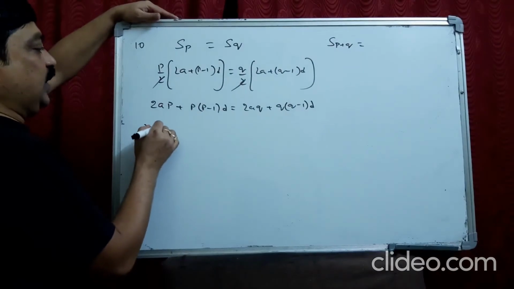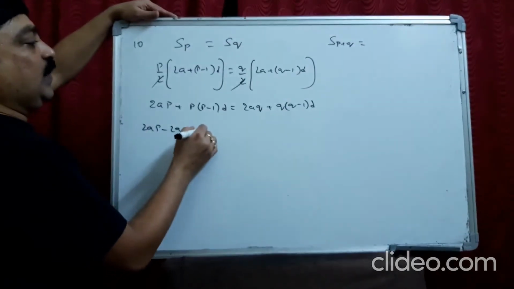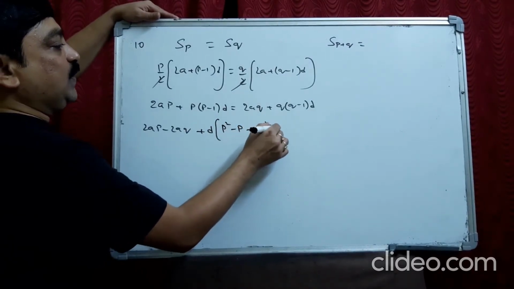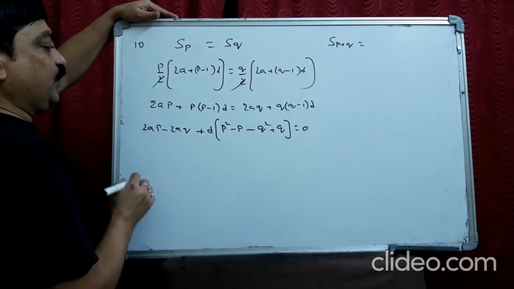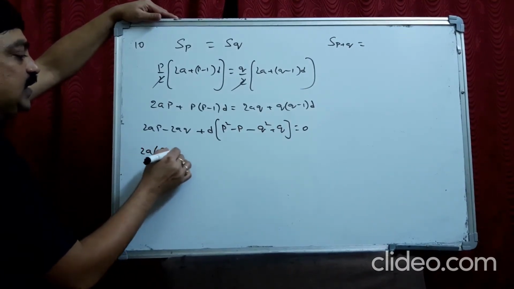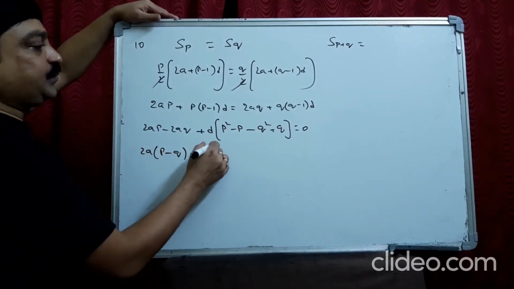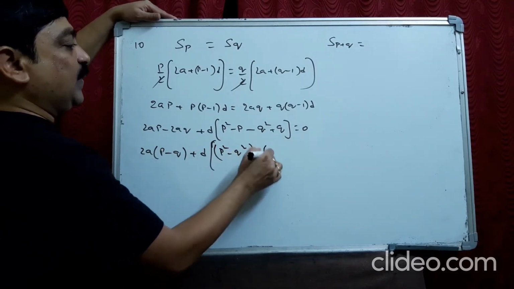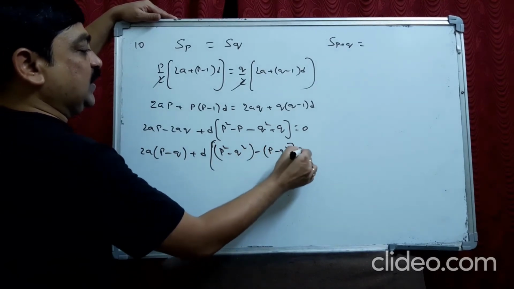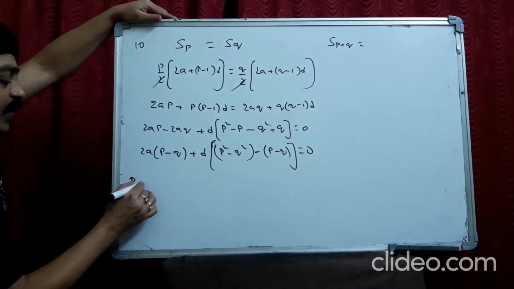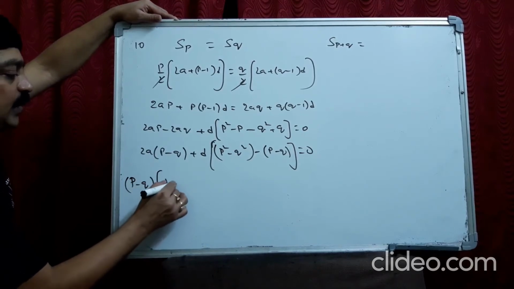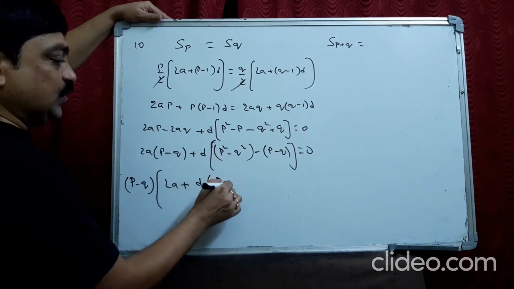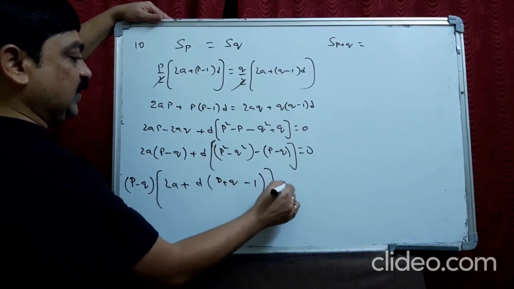So it becomes 2ap minus 2aq plus, if I take d common, p square minus p minus q square plus q is equal to 0. So it becomes 2a into p minus q plus d of p square minus q square minus of p minus q. From each and every term you can take p minus q common, so that it becomes 2a plus d into p minus q went out, it becomes p plus q minus 1 is equal to 0.